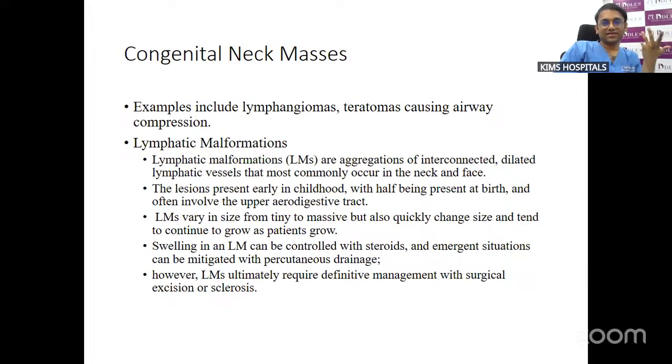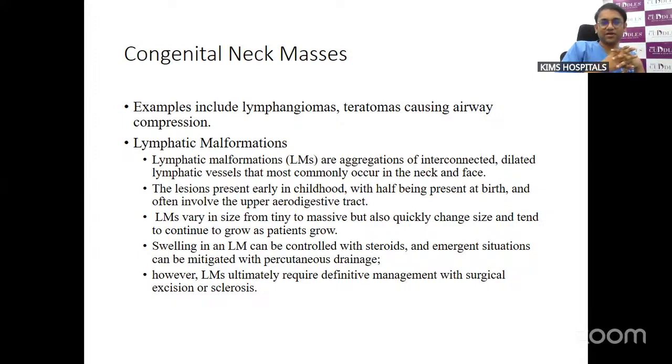The next and last thing is congenital neck masses. We can see certain types of neck masses that lead to compromise of the airway. Lymphangiomas and teratomas are the most common airway lesions. Lymphangiomas are lymphatic malformations, an aggregation of interconnected dilated lymph vessels that most commonly occur in the face and neck. The lesions usually present in early childhood, most of them at birth itself, and often involve the upper aerodigestive tract. The lymphatic malformations vary in size from very small to very massive, and they can enlarge and tend to grow as the patient grows.